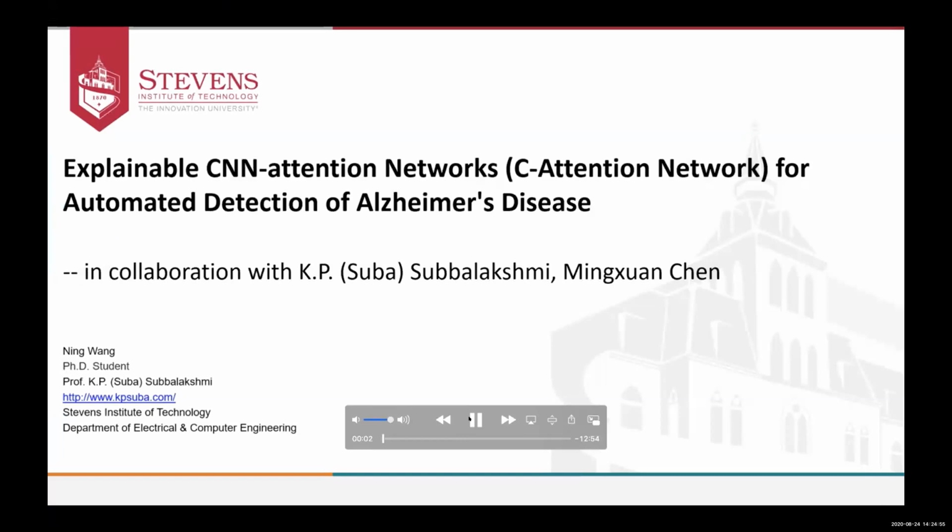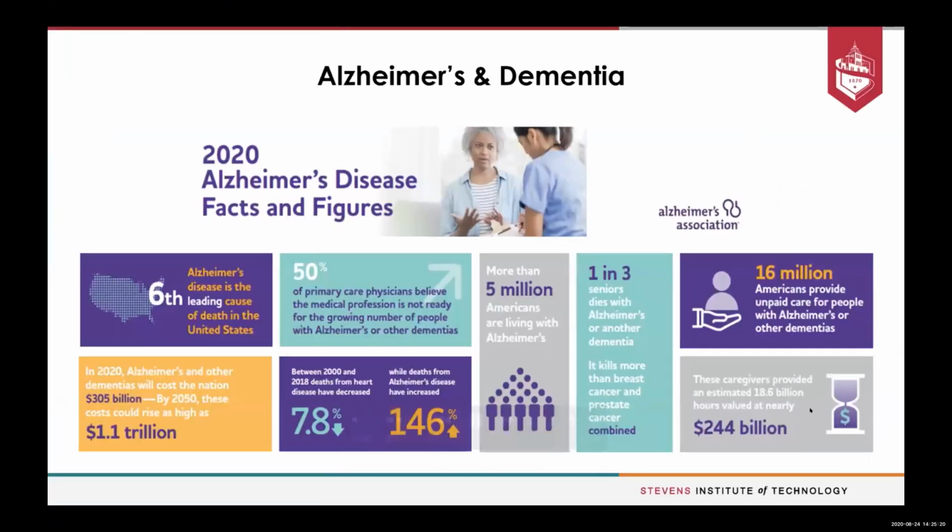Hi everyone, I'm Ning. Thank you BIOKDD for providing us this great opportunity to present our recent work on automated detection of Alzheimer's disease. We propose novel explainable CNN attention networks, which is done in collaboration with Professor Subal and Minxuan at Stevens Institute of Technology. Alzheimer's disease is a serious and high-cost mental health issue globally. In the US, more than 5 million individuals are living with Alzheimer's, and Alzheimer's and other dementias will cost the nation $305 billion this year, rising to $1.1 trillion by 2050.